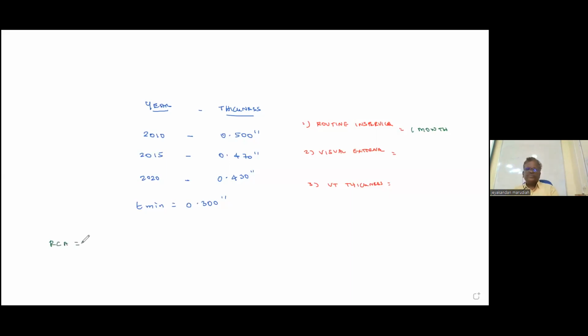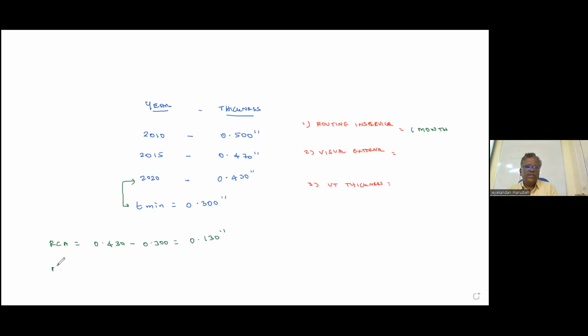What I told, RCA is the difference between these two readings. So 0.430 minus 0.300. That is T actual, meaning the last reading. Because in the exam question, they will not mention T actual, all these things. You have to find out which is the T actual. This is the T required, only T minimum they have given. So 0.43 minus 0.3, that will be 0.13 inch.